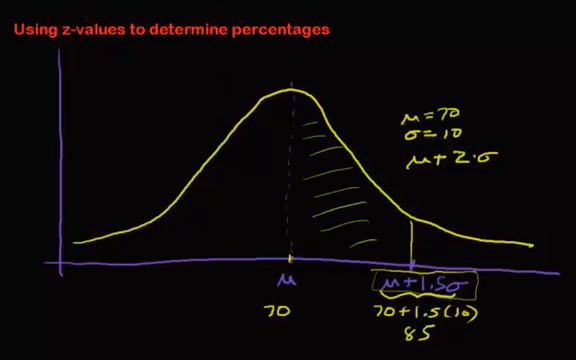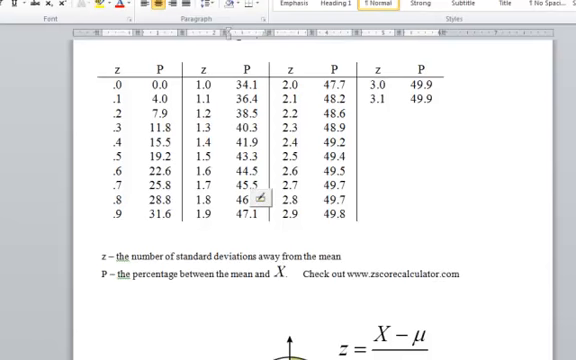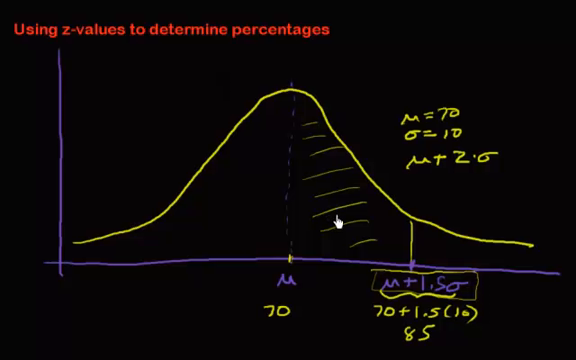Remember, we have a normal table that will do that. In the normal table, if you look at 1.5, which is right here, that's 43.3%. So in this example, the percentage of people who score between a 70 and an 85, or more generally between the mean and 1.5 standard deviations, is going to be 43.3%.